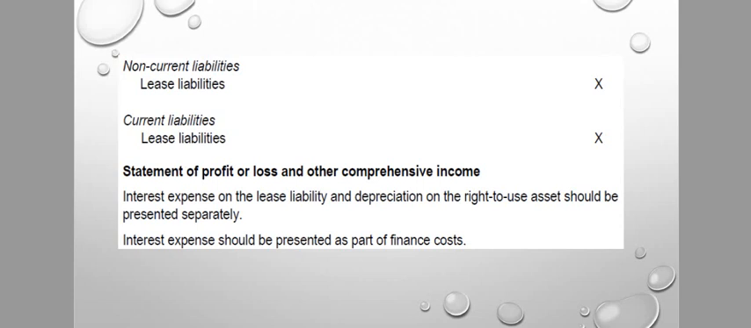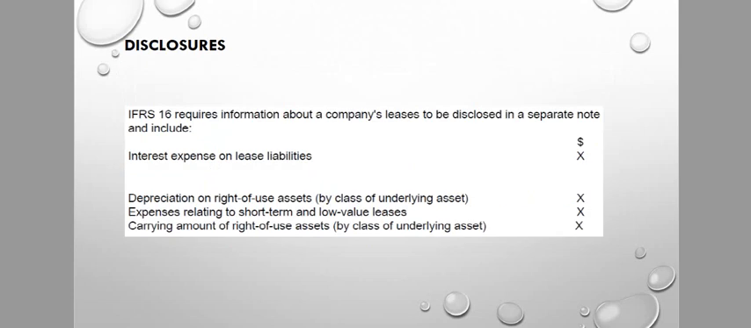The interest expense on the lease together with the depreciation on the right of use assets, these should not be grouped but shown separately as a finance charge and a depreciation expense in the income statement. So the interest expense will be shown separately, and the depreciation on the right of use asset, by class of underlying asset, is also shown separately.